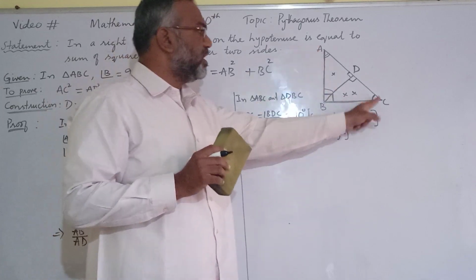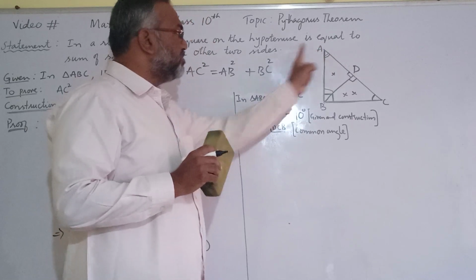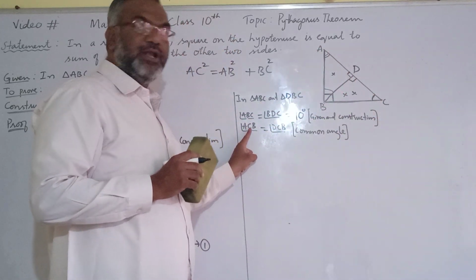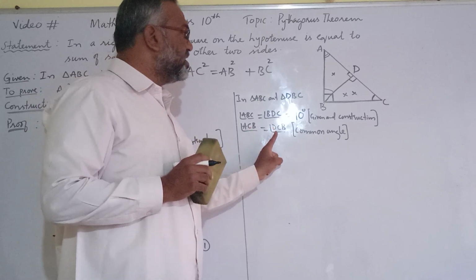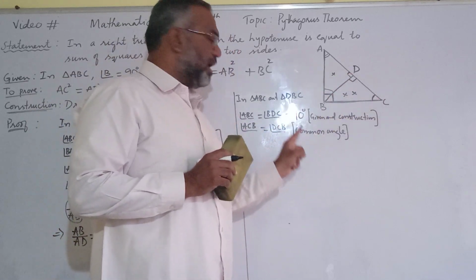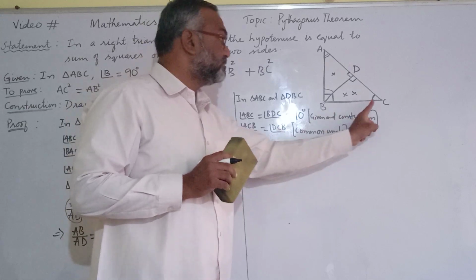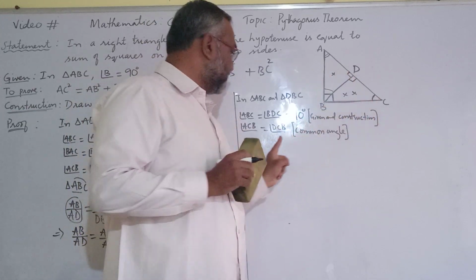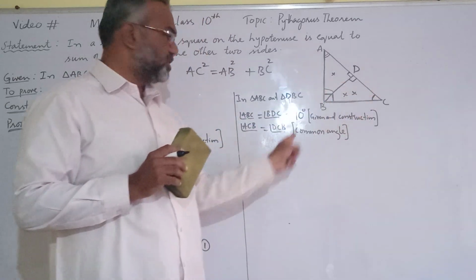When I write ACB, I am talking about angle C. See the middle letter. And DCB. When I write DCB, I'm talking about angle at C. See the middle letter. C, DCB, angle C. So C is present in both. So C is common, right?